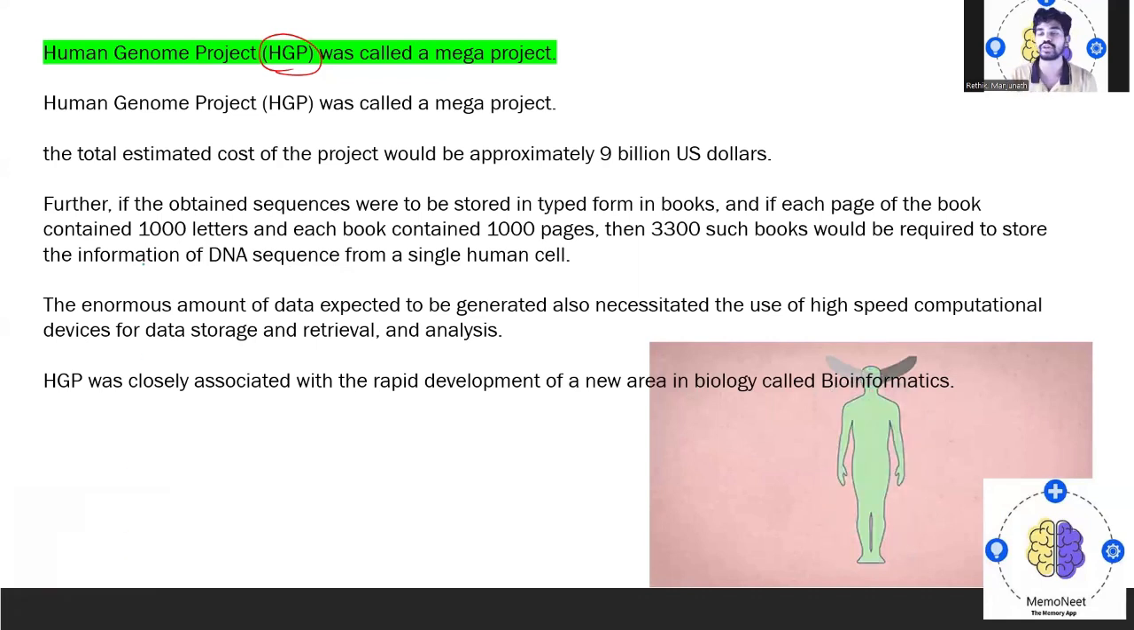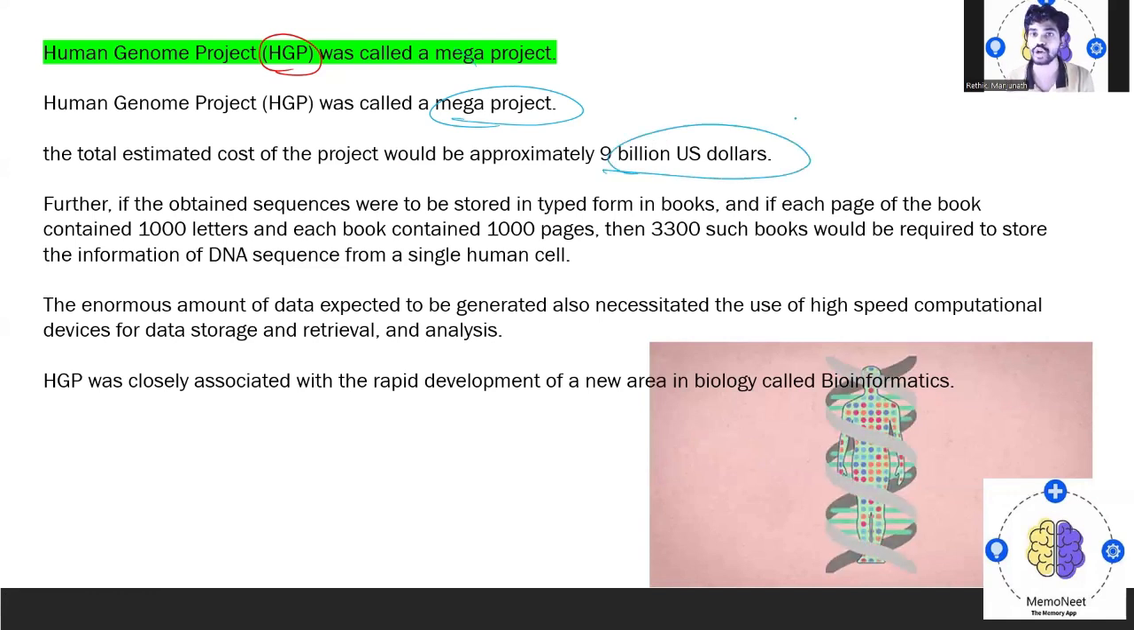The Human Genome Project is actually a mega project. Mega is nothing but a large project. It has taken a huge amount of time actually. So I can call that a mega project. This is one point. Then the total estimation, that is the cost. Whenever you take up any project, when you are making a plan, obviously an estimation of the amount is required. So they estimated the total cost of the project was approximately 9 billion US dollars, which is really very costly, and it went on for many years.